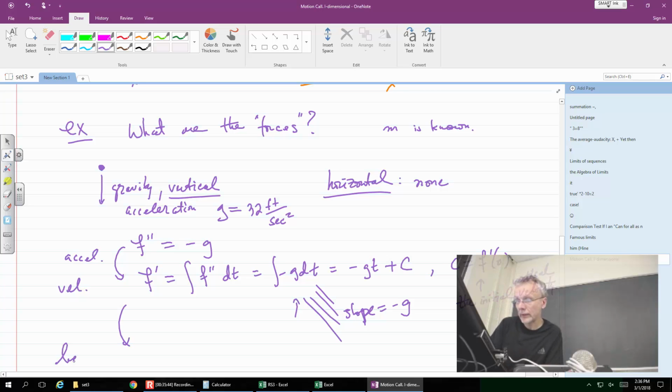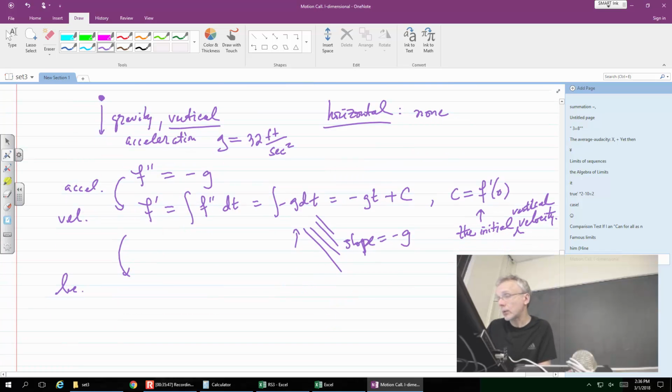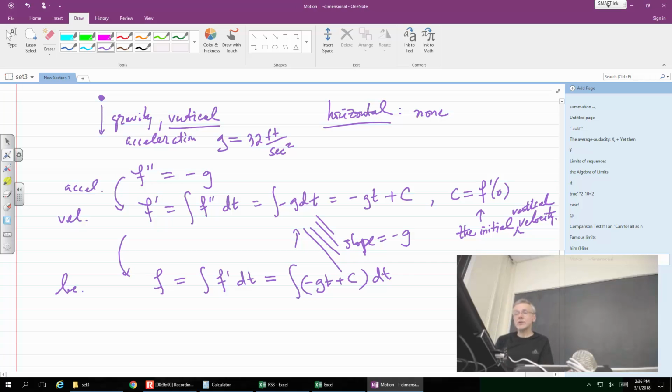We are actually interested in location. So what do we do? We integrate it one more time to get f. You integrate f prime. Okay, so it's negative gt plus c dt. As you can see, after you start with a constant, you integrate once, you have a linear function. You integrate twice. What kind of function do you get? You get a quadratic. Okay, so negative gt squared over 2 plus ct plus, say, k.